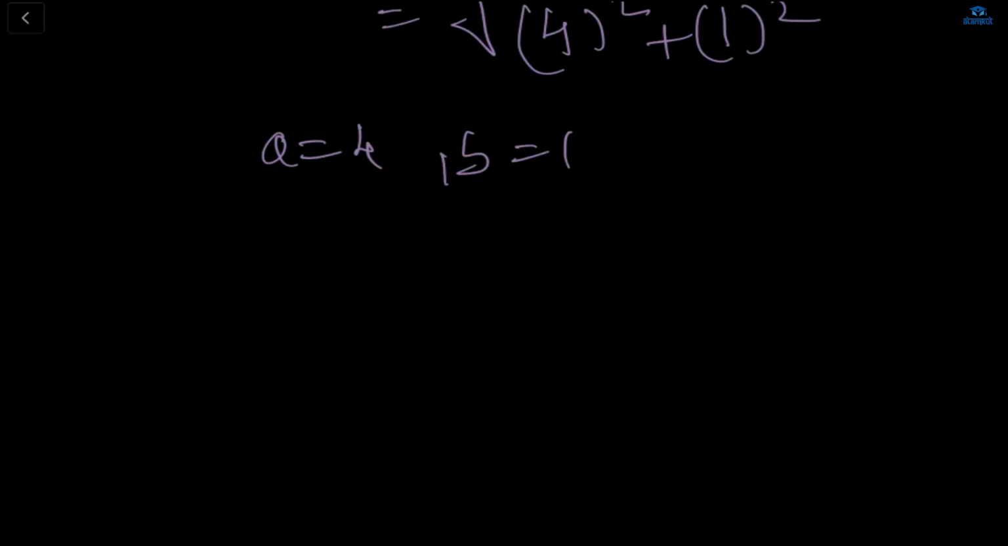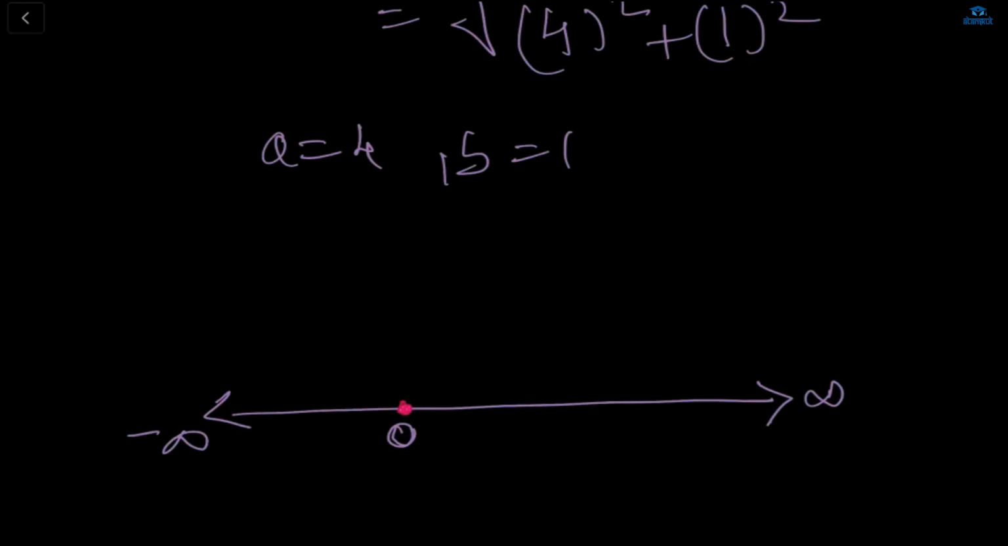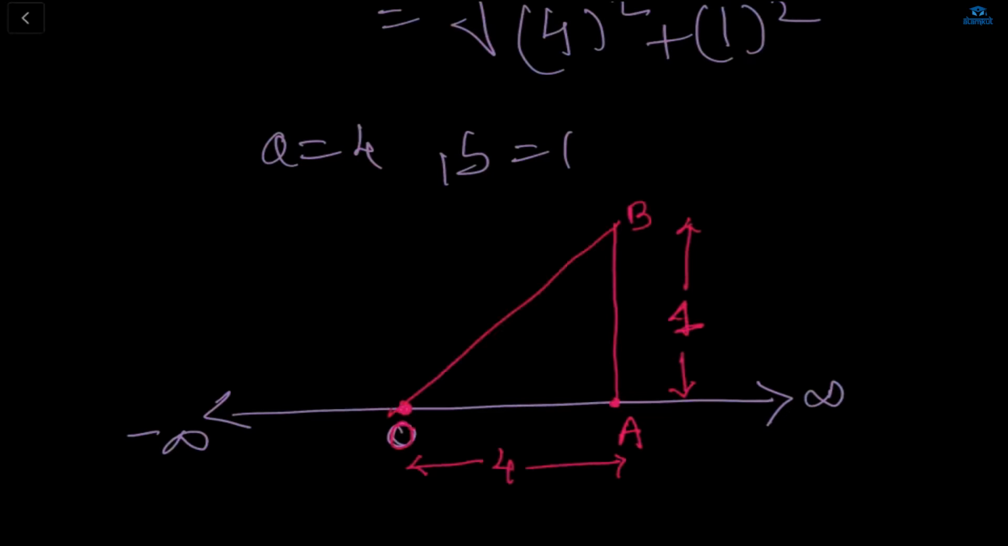So if you represent it on a number line, this is your O, and here I'm marking A, and this distance I'm taking as 4. Now this is your B, and this is your 1. Over those 4 units, you cut an arc and get 1 unit. From A to B you join, and this is your measurement of root 17. From 0 we take 4 units.